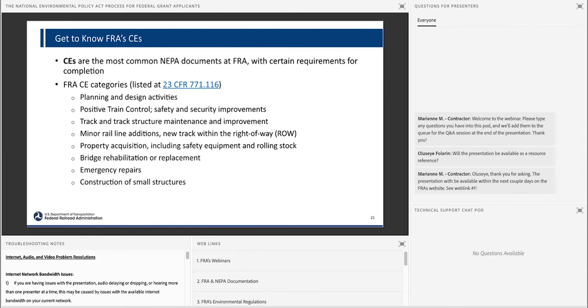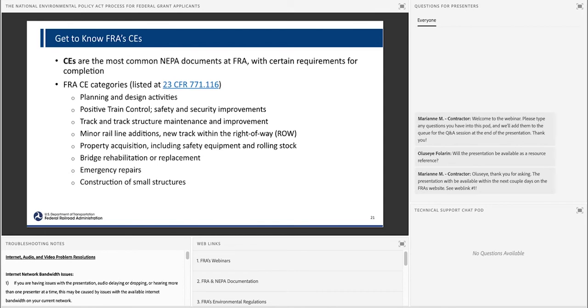CEs are the most common NEPA documents here at FRA, and they all have certain requirements for completion, such as looking at the resources that were listed under the NEPA umbrella at the beginning of the presentation. Some of these categories, just part of them, are listed. We have planning and design activities, that would be for your CRISI NOFO under track 1, or positive train control, safety and security improvements, that could be found under track 2 or track 3.